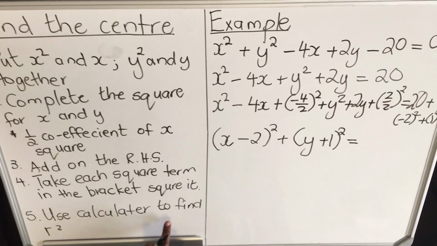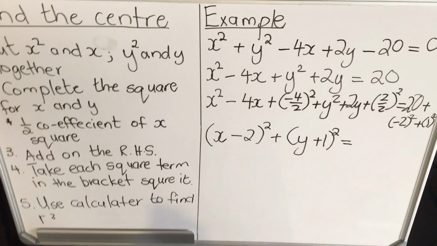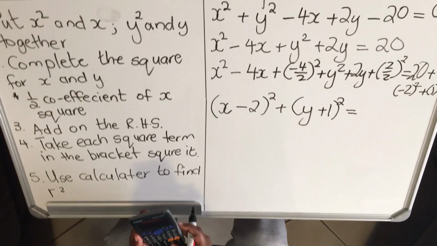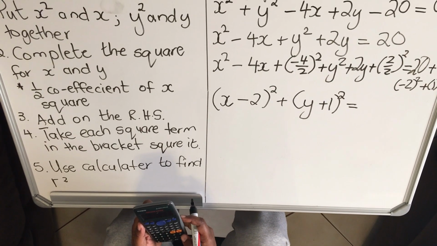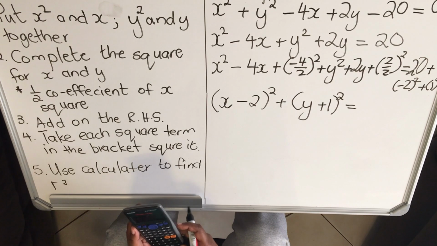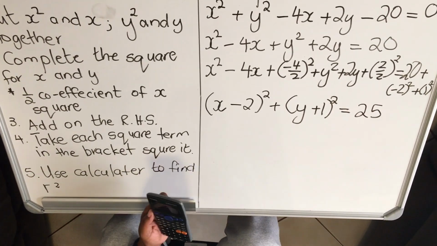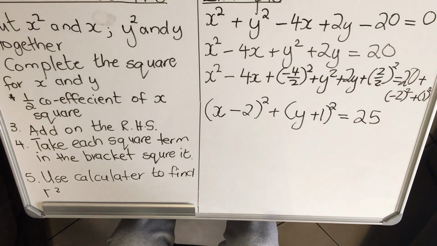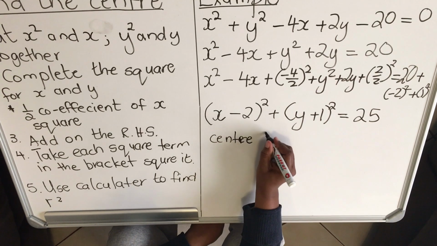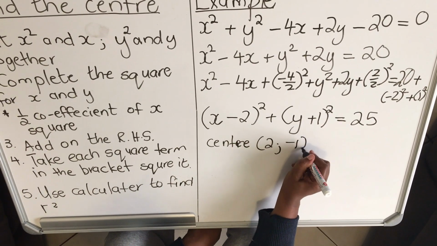Then you use a calculator to find r squared. You're going to punch all of that in your calculator and then you'll find your r squared. So you'll punch 20 plus the square of minus 2, which is 4, plus the square of 1, which is 1, and your answer will be 25. So you're done. What is your center? Your center is (2, minus 1).